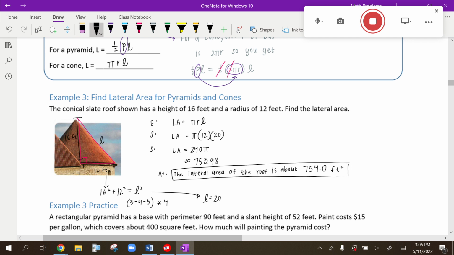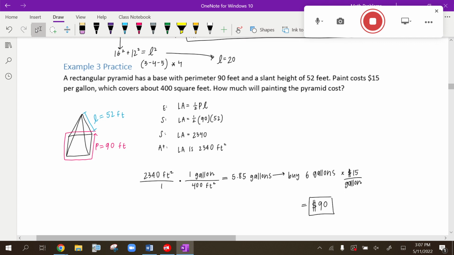So if I'm trying to cover this roof with shingles or something like that, I would know that I would have to cover an area of 754 feet squared. I wouldn't want to cover the inside or the bottom of the cone with the roofing element. That's why lateral area would be important here. Now go ahead and try this formula on a pyramid. Try the problem below.